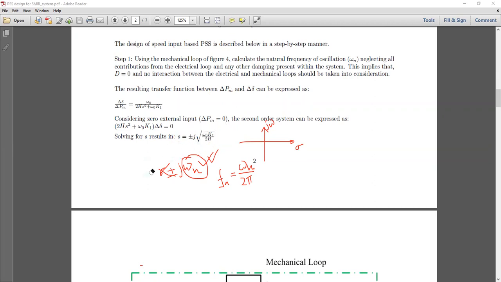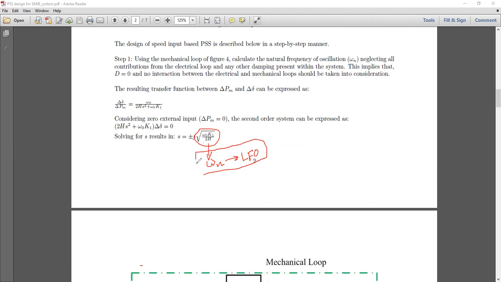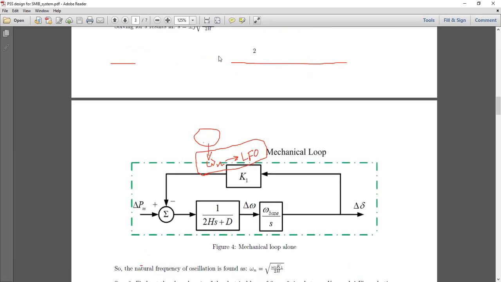So at the end of step 1, what we have achieved is the frequency at which the system low frequency oscillation is being generated. This frequency omega n is nothing but the low frequency of oscillation that we are interested in. This is very important to identify before we design the PSS. So in step 1, the job is to calculate the natural frequency of oscillation, omega n or Fn, whatever you say. If you know omega n, you can calculate Fn very easily. So we have this job done.